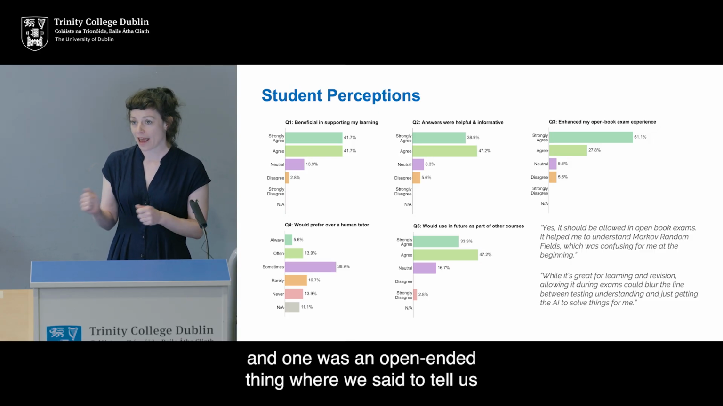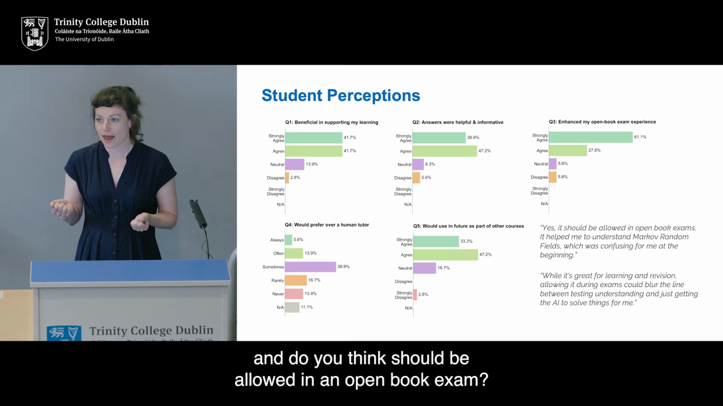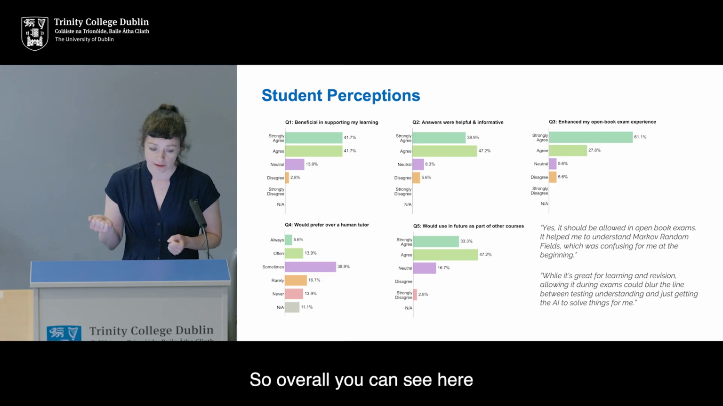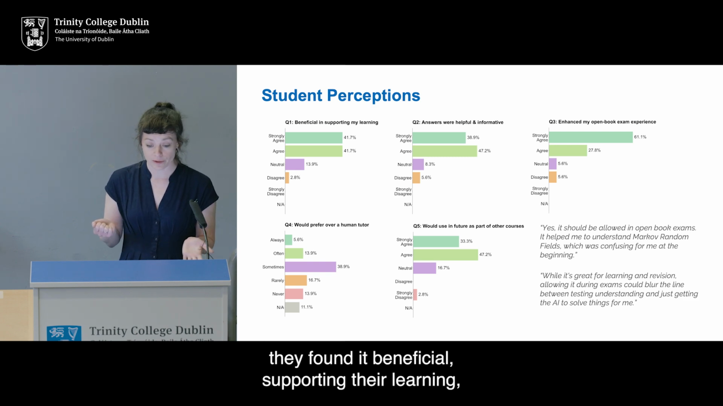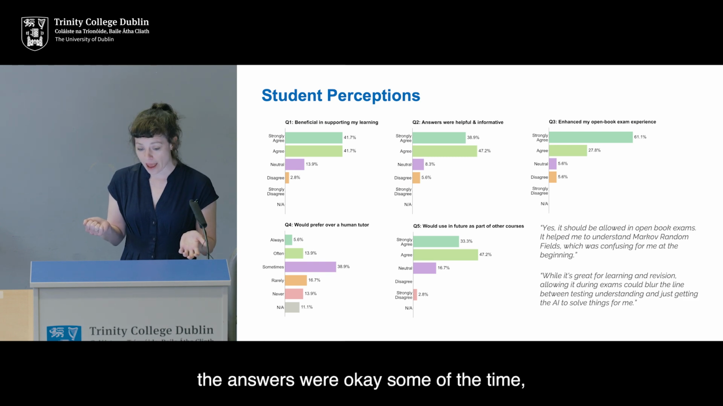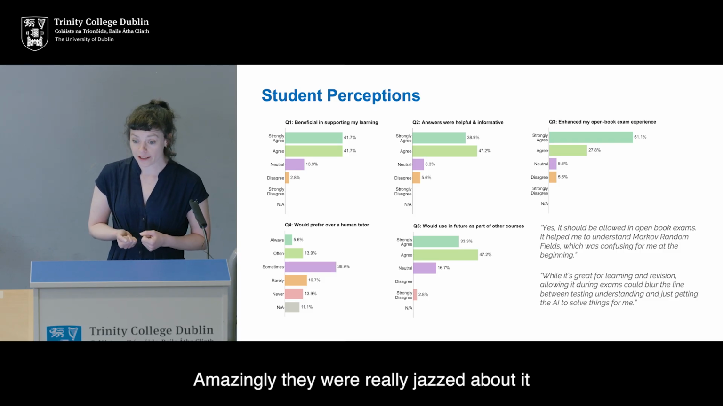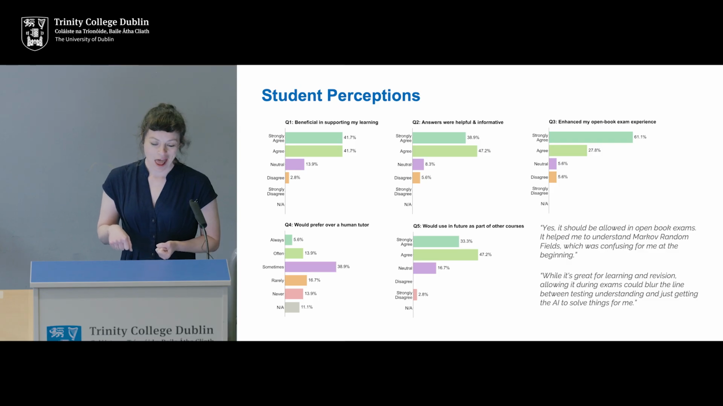And one was an open-ended thing where we said, tell us what you think of it. Did it help you with anything? What do you think? Do you think it should be allowed in an open book exam? So overall, you can see here that the feelings seem to be positive. They found it beneficial, supporting their learning. The answers were okay some of the time, most of the time. Amazingly, they were really jazzed about it for an open book exam, being allowed to use it.